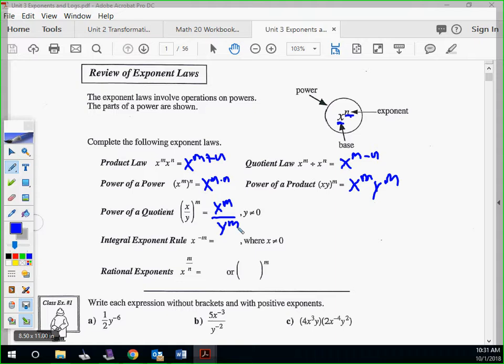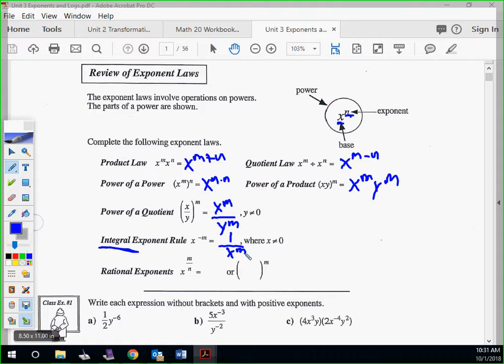Okay, integral exponents. As soon as you see integral, you're thinking integer. So that means negative exponents. The thing with negative exponents is they push things down, or vice versa. If you have a negative exponent on the bottom, you push it up and make it positive. If you have a negative exponent on the top, you push it down and make it positive. So x to the negative m, if you want to write that with a positive exponent, it's now down here: 1 over x^m. That's why it says x can't be 0, because we'd have 0 on the bottom, and you can't divide by 0.